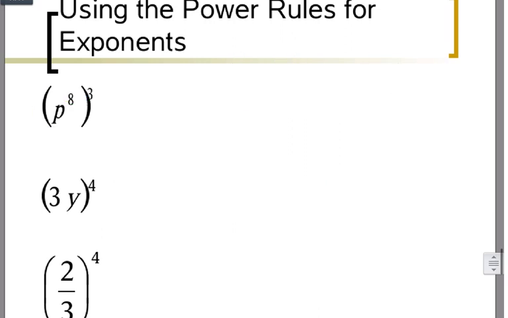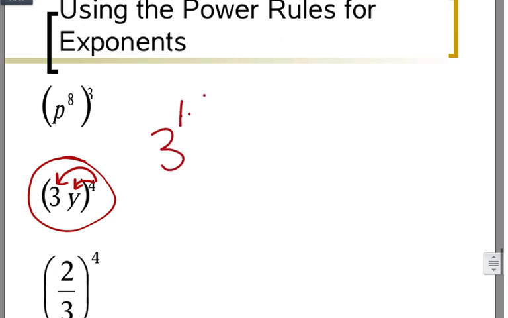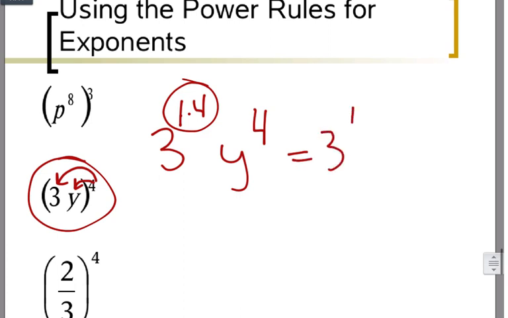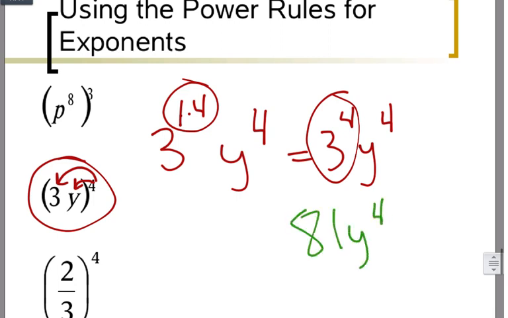On this next problem, you can see that I've got 3y to the 4th power, and instead of writing out 3y 4 times, I can just distribute the 4 to both the 3 and the y. Because the 3 is to the 1st power, it's 3 to the 1 times 4, but you don't really need to write the 1 times 4, times y to the 1 times 4, or just to the 4th. So the answer would be 3 to the 4th, y to the 4th, and if you can, simplify the 3 to the 4th to get 81 y to the 4th.